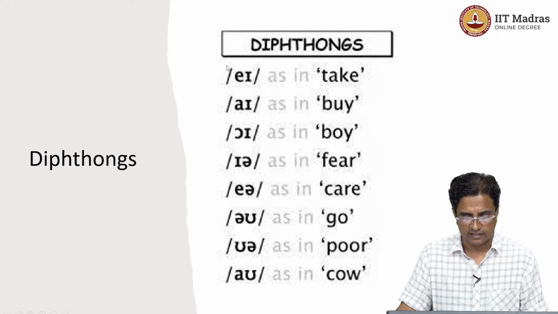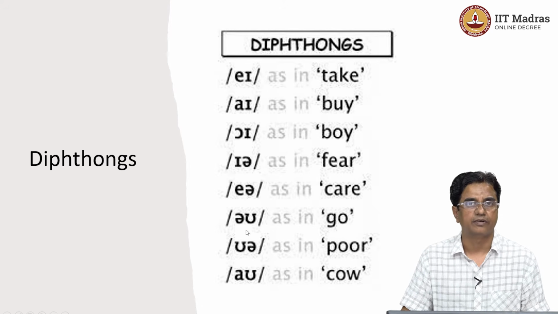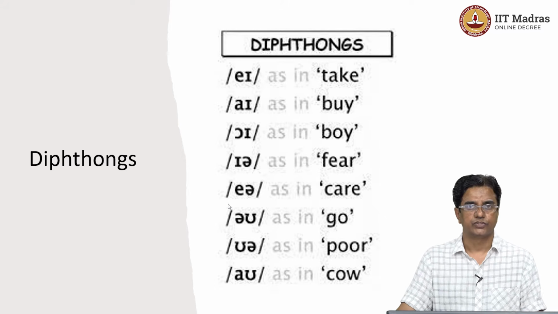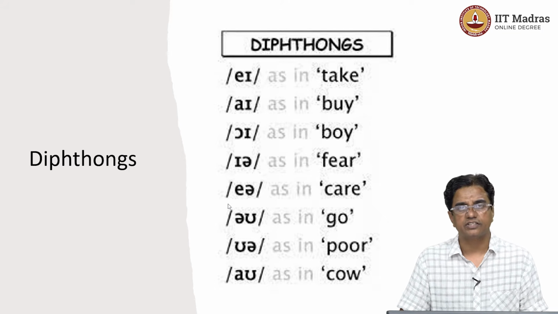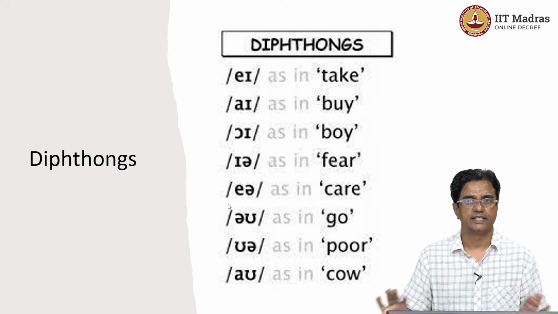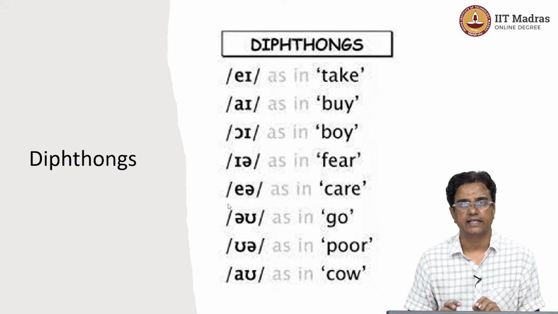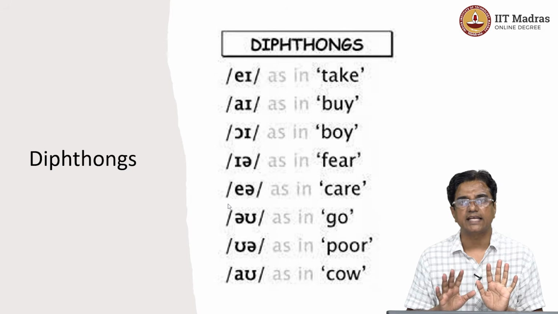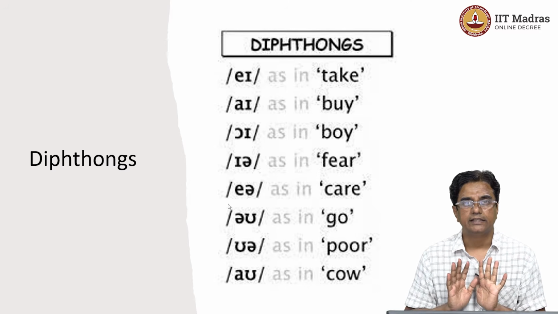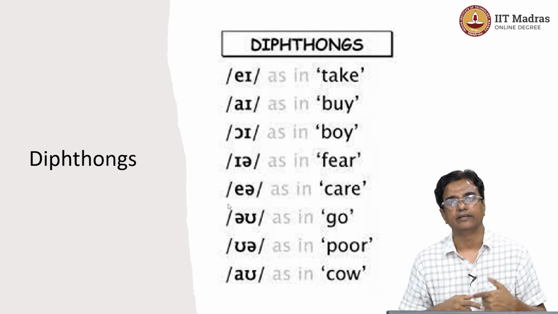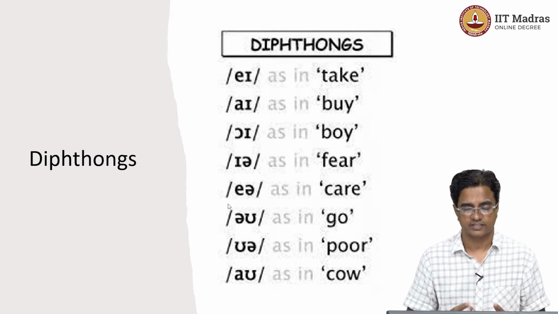So, these 8 of them are diphthongs, vowels in English. You can clearly see the distinction that 12 of them are monophthongs. That is, they have only one vowel quality. That is, they start with one and end with one. These 8 of them start with one and end with the other. And therefore, they are called diphthongs.